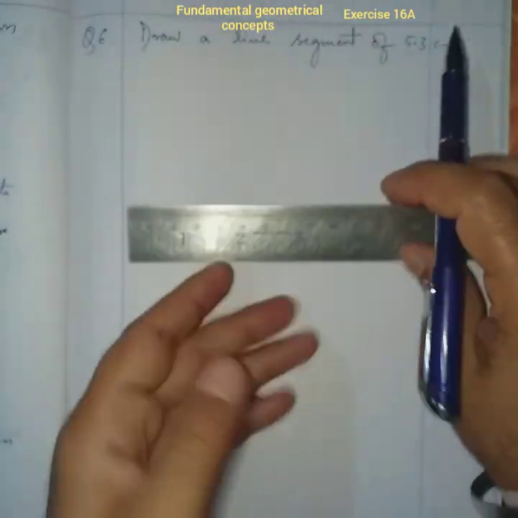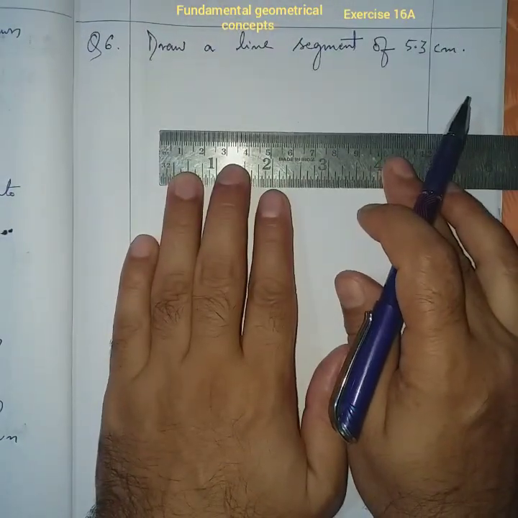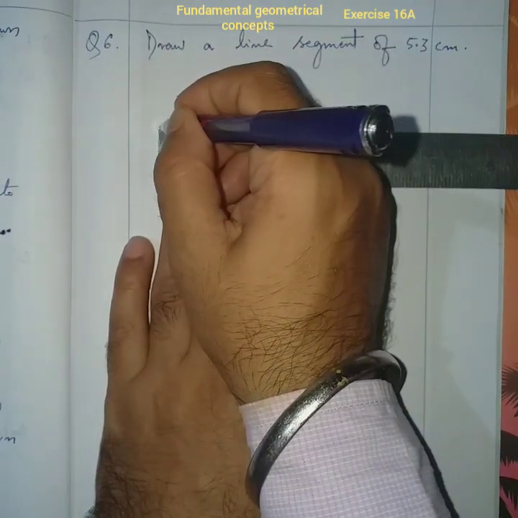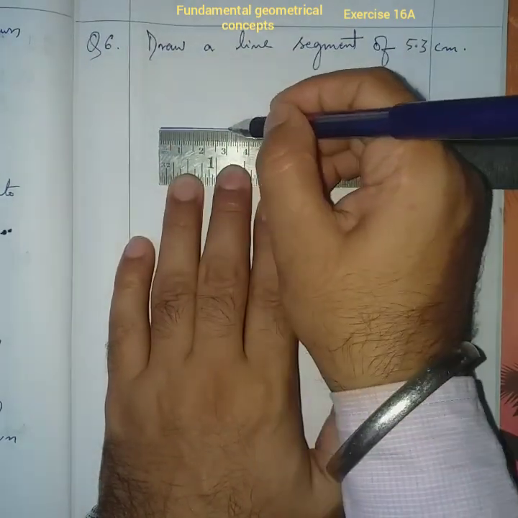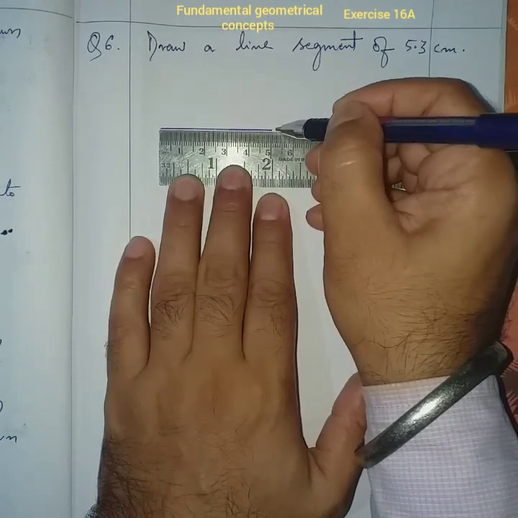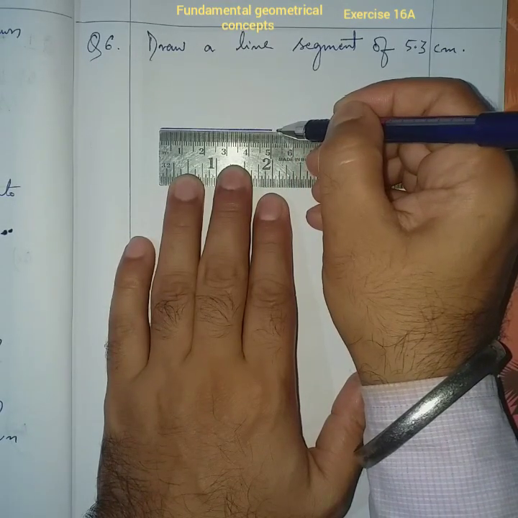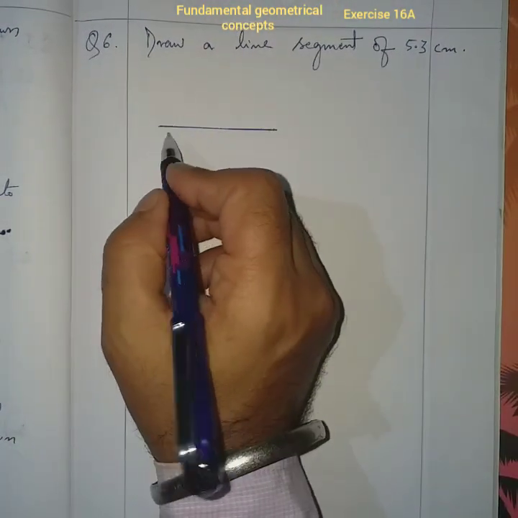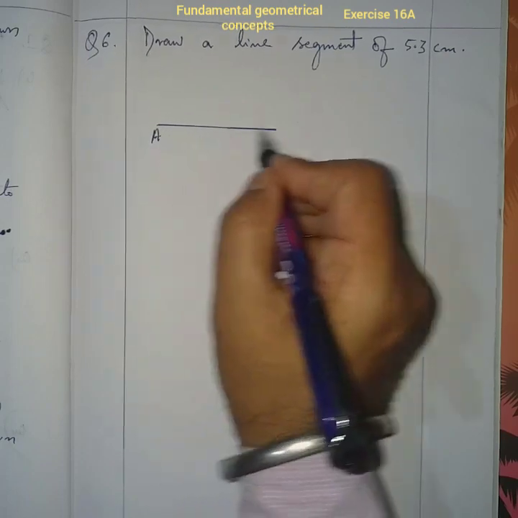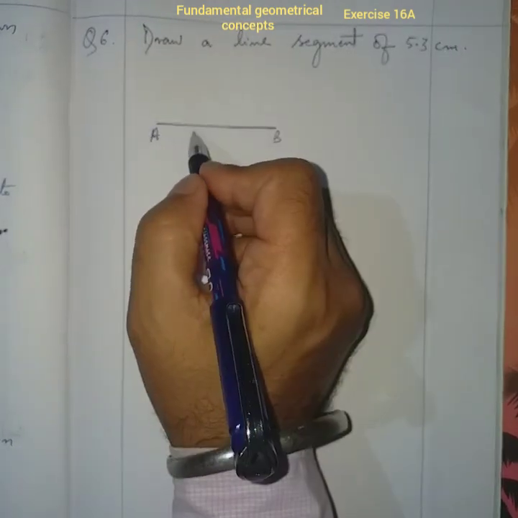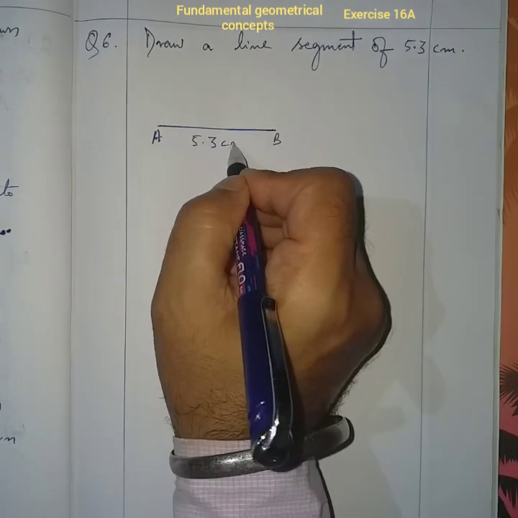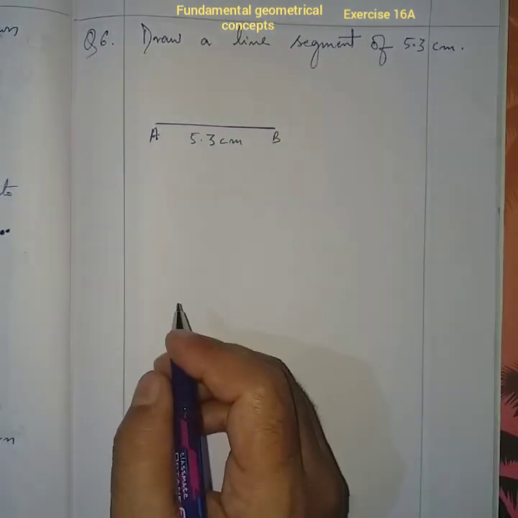Okay, so let us draw from here. It starts and 5, 1, 2, 3. Okay, so this way we can draw a line segment of 5.3. We can give a name also. The length of this line segment is 5.3 centimeter.